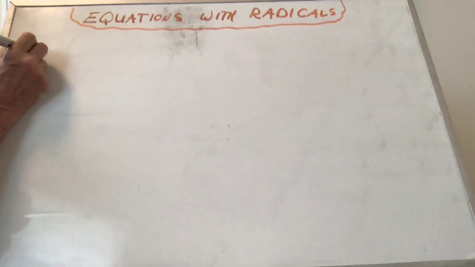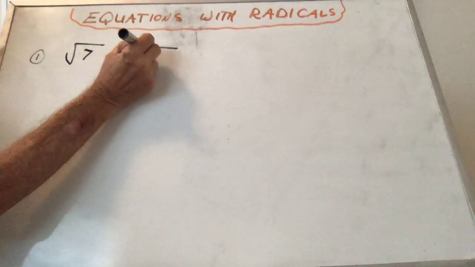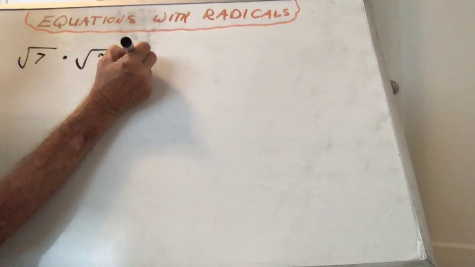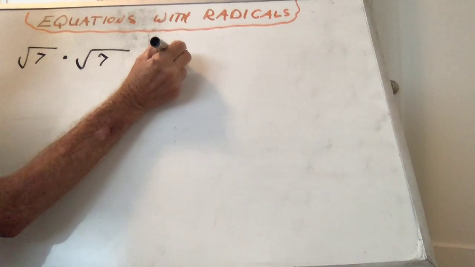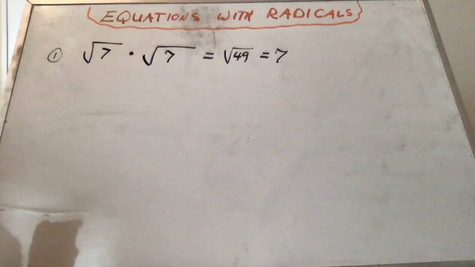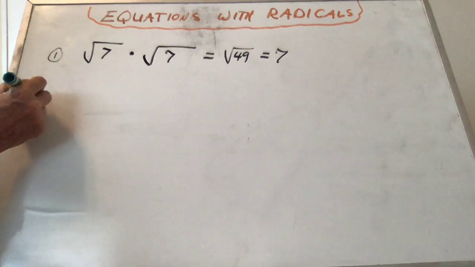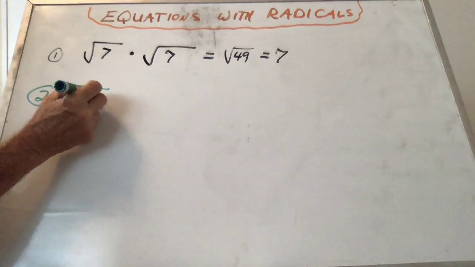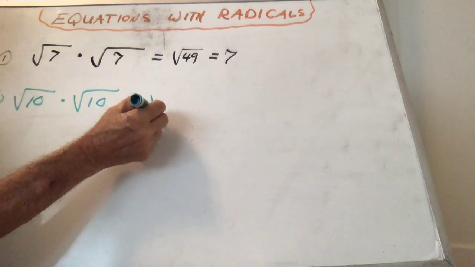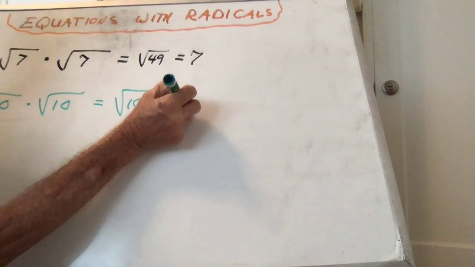So here's example 1. The square root of 7 times the square root of 7. If you have two radicals multiplying, you multiply what's inside. That equals the square root of 49, which happens to be 7. Example number 2. The square root of 10 times the square root of 10. 10 times 10 is 100, so it equals the square root of 100, which equals 10.